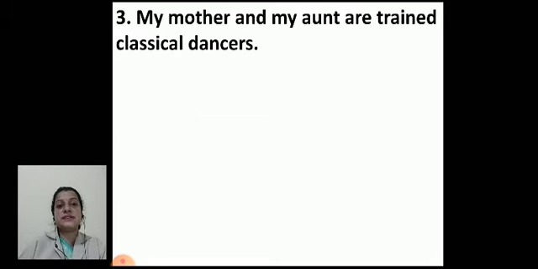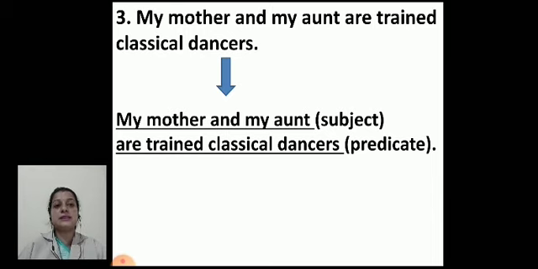The next example is, my mother and my aunt are trained classical dancers. What is the subject here? Now don't get confused, as here we have a big subject. My mother and my aunt is the subject. You know why? Because here we are not talking just about the mother, we are talking about the aunt also. So my mother and my aunt is the subject, and are trained classical dancers is the predicate.